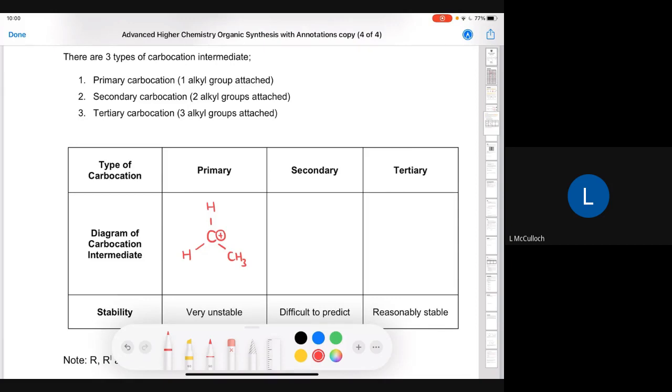So that's not very stable. It doesn't mean to say that it won't exist for a short period of time. It can exist for a short period of time, but it is going to be very unstable and it is going to break down.